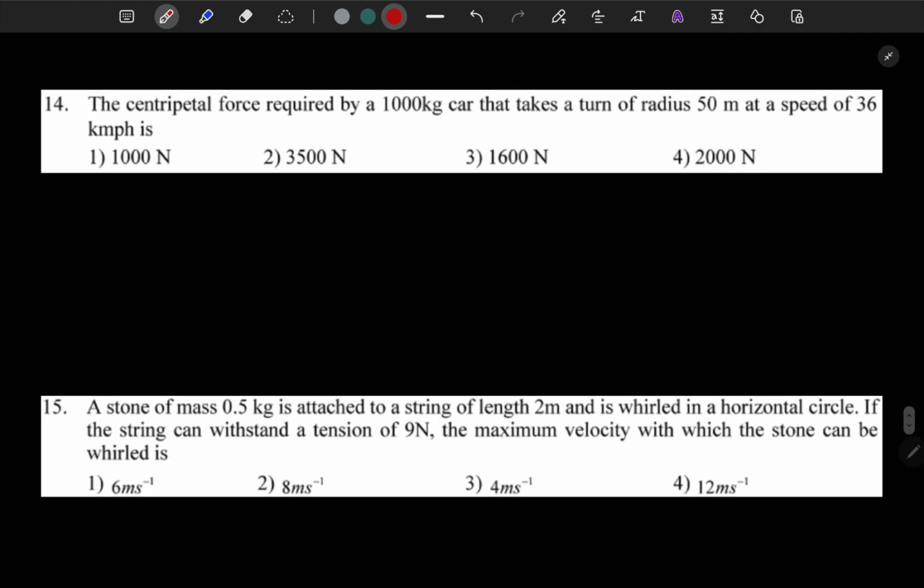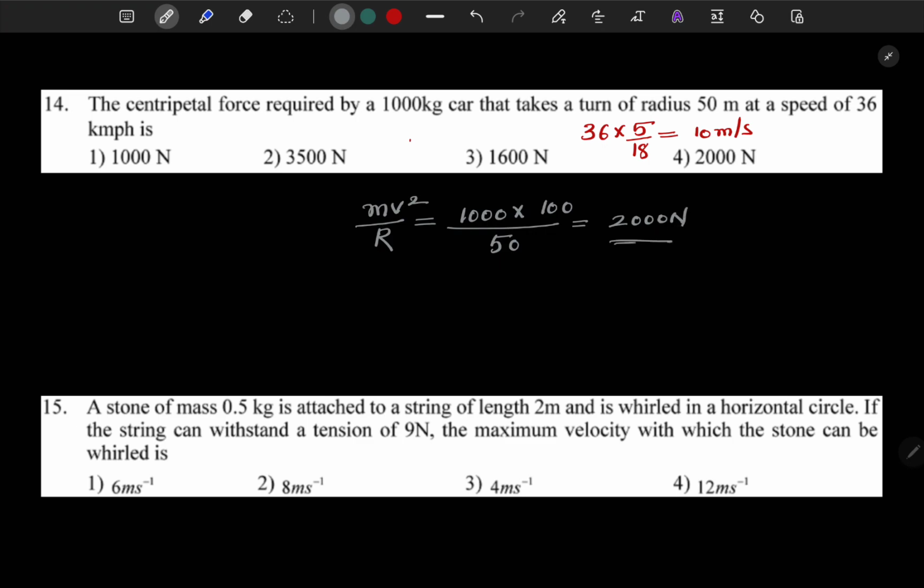And now question number 14. The centripetal force required by a 1000 kg cart that takes a turn of radius 50 meter at a speed of 36 kmph. 36 into 5 by 18, convert into meter per second, is 10 meter per second. So the centripetal force is simply mv square by r. So m is 1000 into v square is 100 by r is 50. So this will give you 2000 Newton must be the answer. This is a pretty simple, straightforward question.